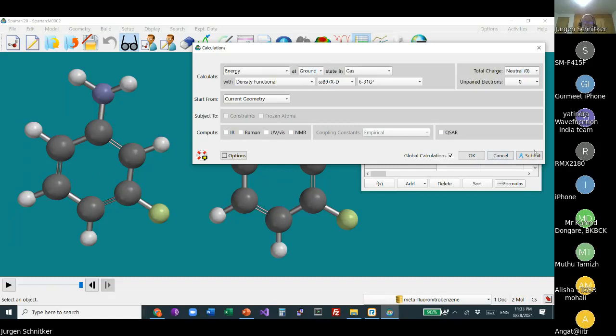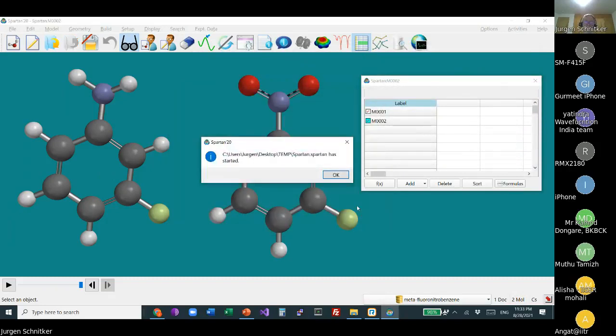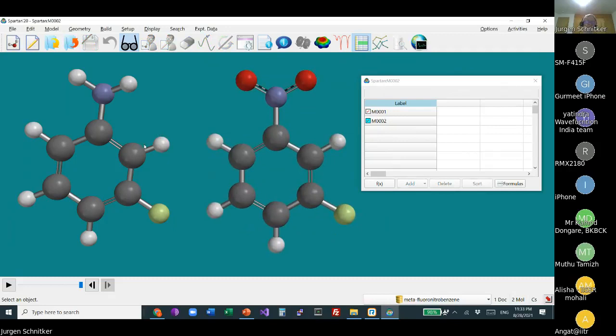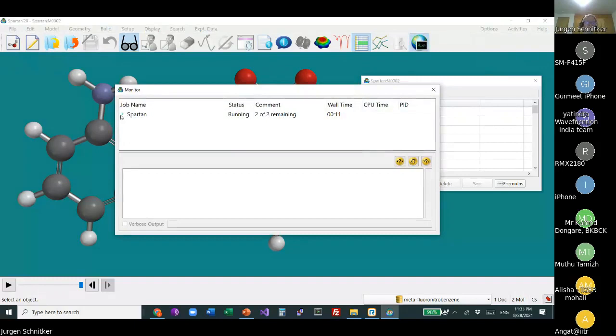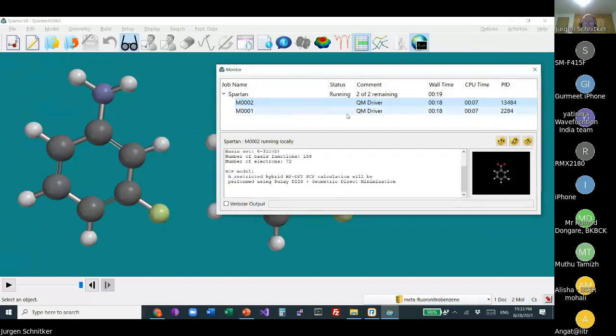in the list. So I do a submit. Now I create the model, Spartan, and it started. Since this was already a minimized structure, it shouldn't take a whole lot. I can look at the monitor here. Actually, it will run it in two threads. My computer has two cores, so it will run one on each core.